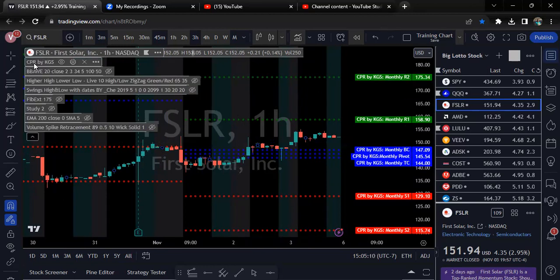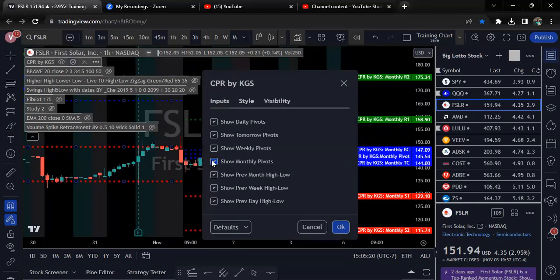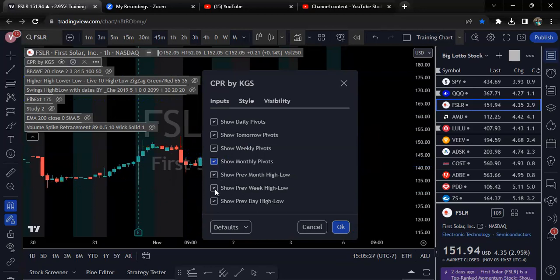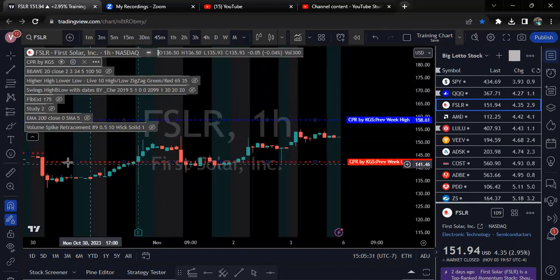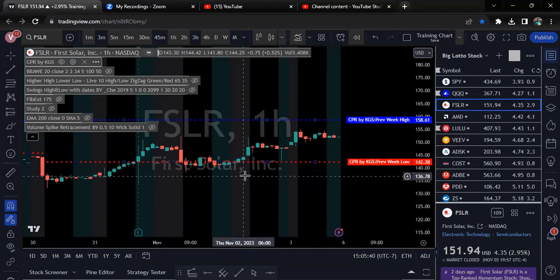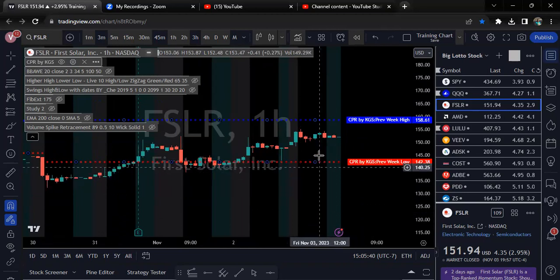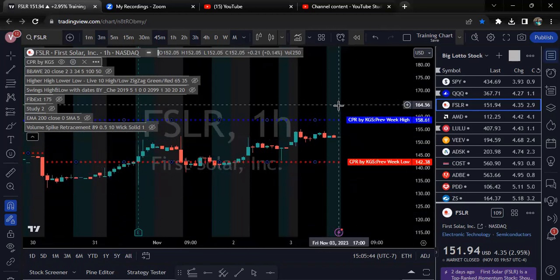The next thing, you can go here, turn this off, and then you want to see either the week low or the week high. So when the week started, what is the low, what is the high? If the stock is below the week low, it's bearish, it's going down. If it's above the week high, it's bullish, it's going up.